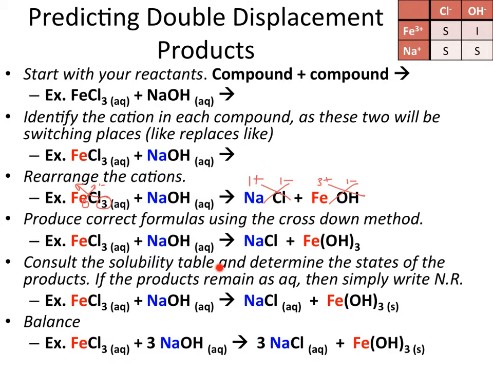Now, to determine if this reaction has actually happened, if these products have actually been formed, I have to look at my solubility table and figure out what states they exist in. So here on the top, I have a little cutout of a solubility table. My Na with the Cl is going to be S, so that's soluble. That means it's going to be aqueous. And my Fe3 plus with the OH says I, and that means it's insoluble, and something that is insoluble has a solid state. So here I have aqueous and solid, so absolutely this reaction has occurred. Last thing I need to do is balance.